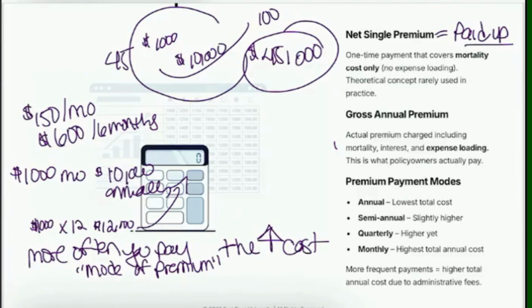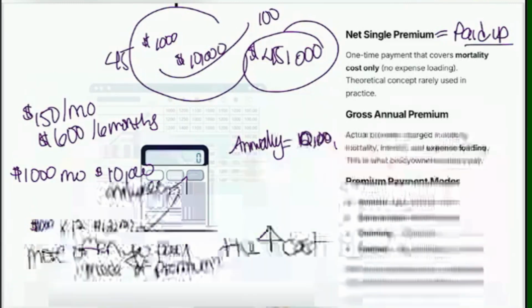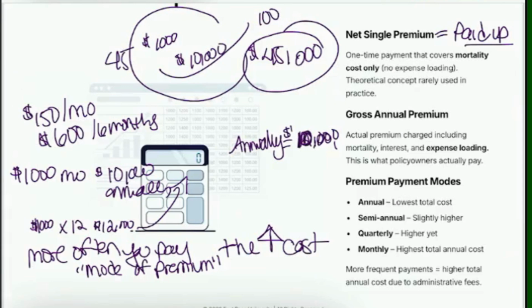So let's say annually, I'm not going to use real numbers or math here other than that one, but $10,000 a year, right? Monthly, it was $1,000 a month, right? So if you did it quarterly, maybe it works out to being, the discount works out where it's $950 a month.